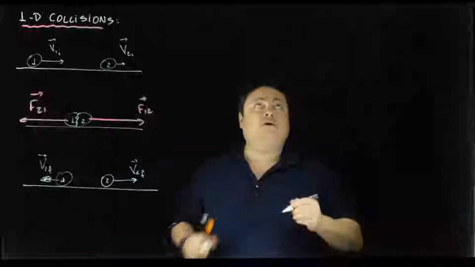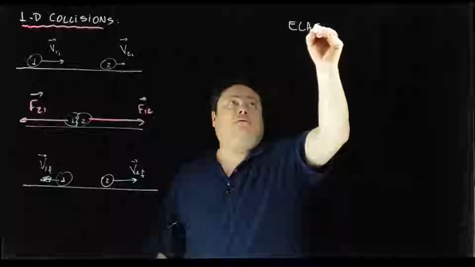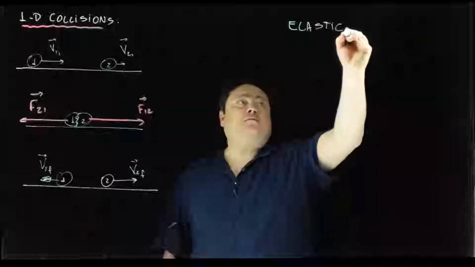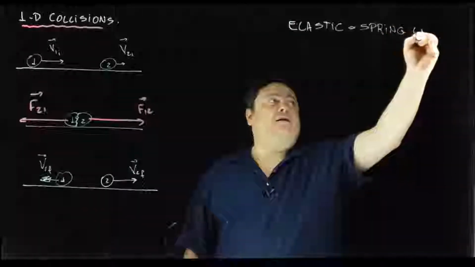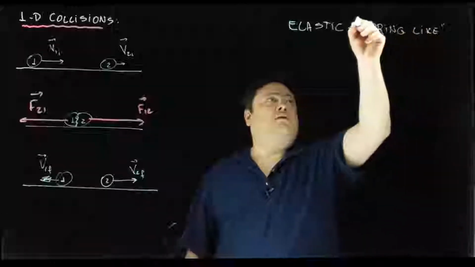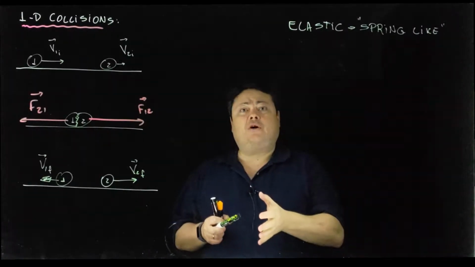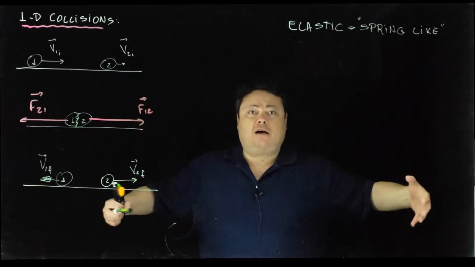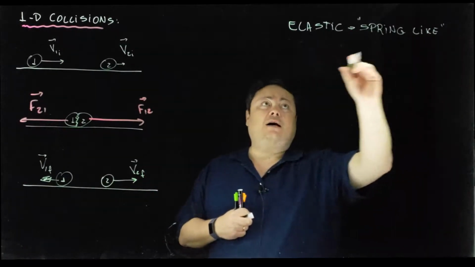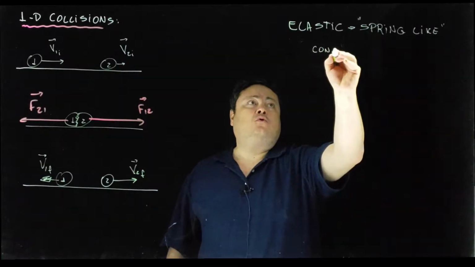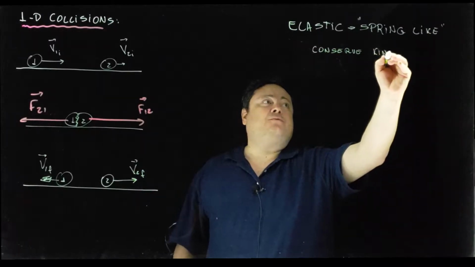object has. So, if my object is elastic, and elastic means it behaves like a spring, so it's a spring-like object, the energy that goes into changing the shape of the object is retrieved back when the object springs back to its original shape. So an elastic kind will conserve kinetic energy.